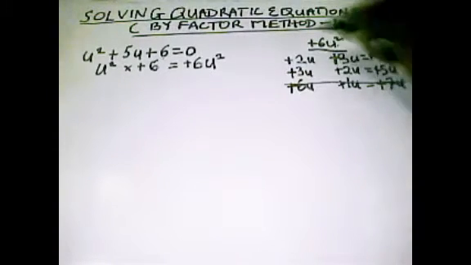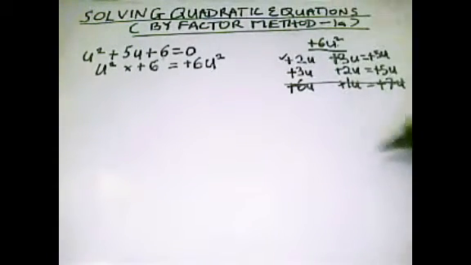Then the real factors here are plus 2u plus 3u or plus 3u plus 2u. So either of them will do. For our example, we are taking the first one, which is plus 2u plus 3u. Now, what do we do with that?